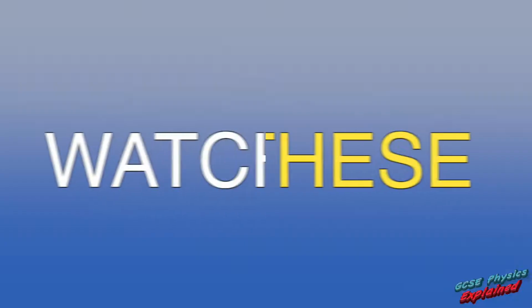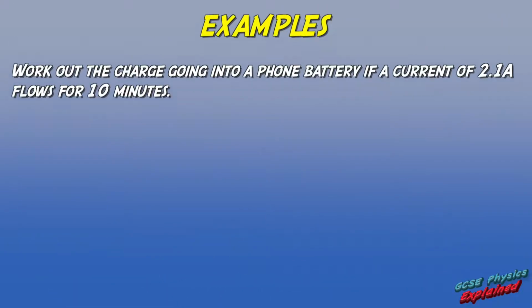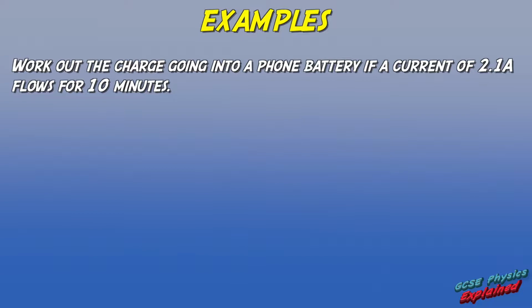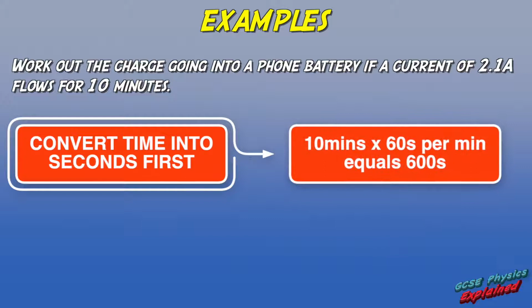Here are some example questions with answers to learn from. Work out the charge going into a phone battery if a current of 2.1 amps flows for 10 minutes. The time must be converted into seconds, so 10 minutes is 10 times by 60 seconds, which equals 600 seconds. Answer.